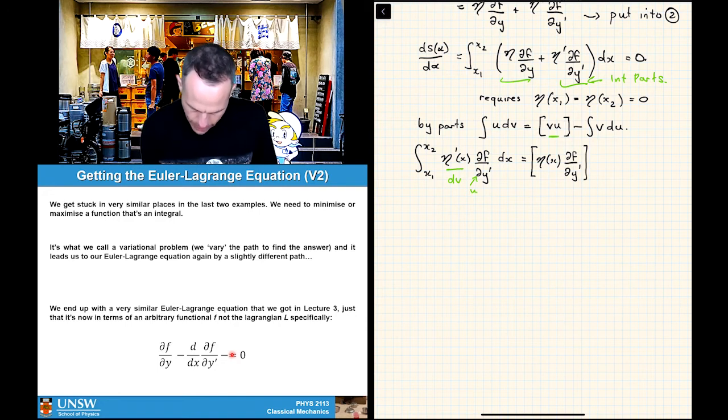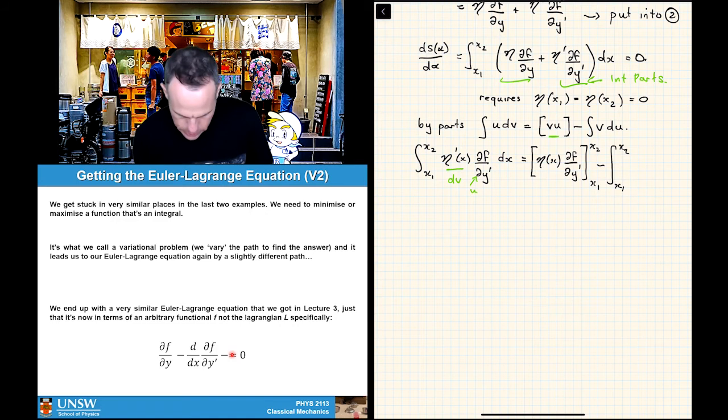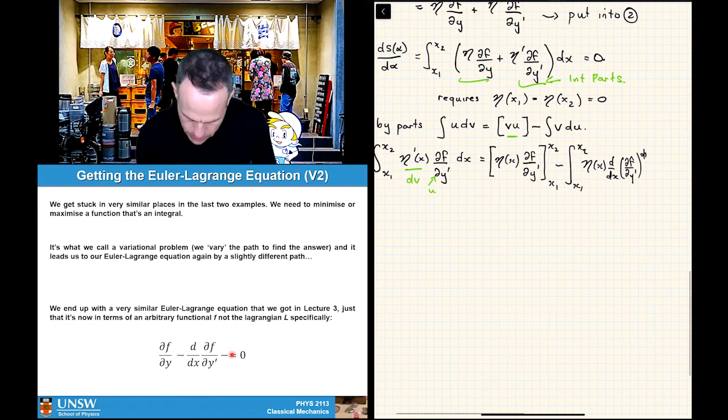And that's going to go from x1 to x2, and we're going to also have the integral here, x1 to x2 again. Now we've got v du, okay, so this is going to be eta of x d on dx of df on dy dash, dx. Let me pull it across just a tiny bit.